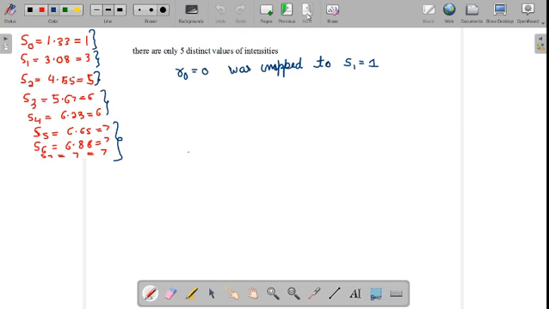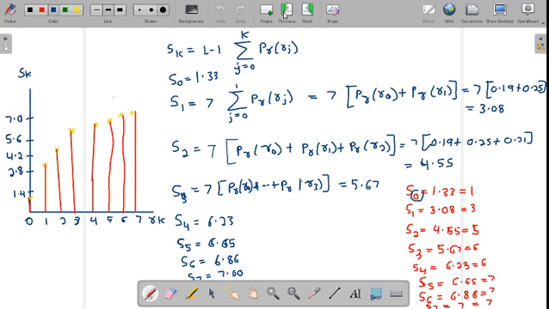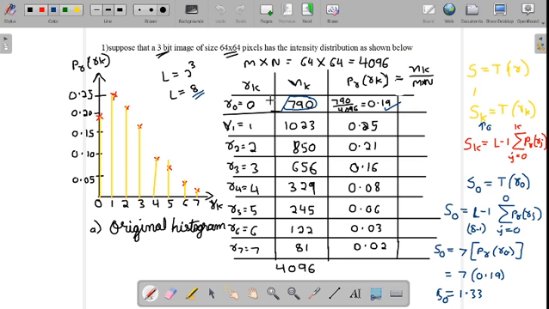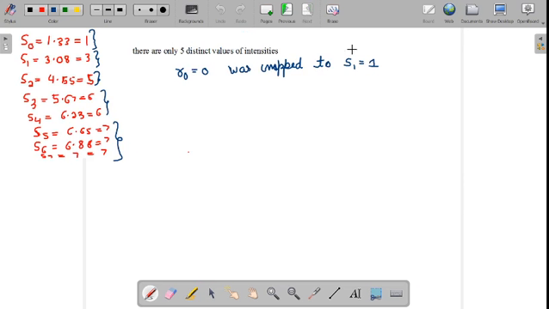So here is what has happened. 0 is mapped to 1, but 0 was containing how many pixels? 0 was containing 790 pixels. So you need to write here: there are 790 pixels in the histogram equivalent. Okay, so intensity of 1 will be containing how many pixels? 790 pixels.